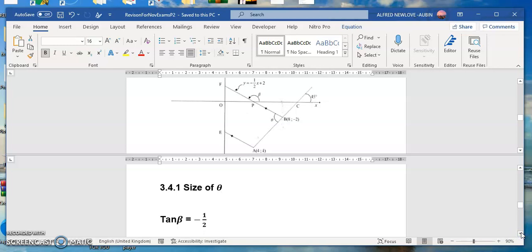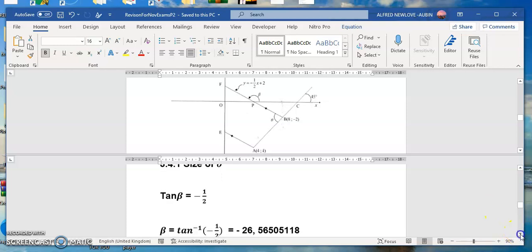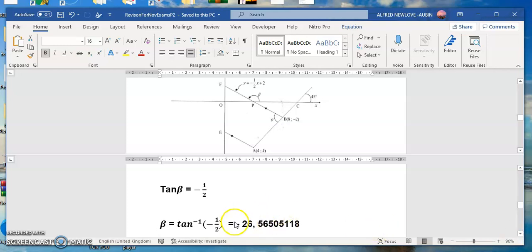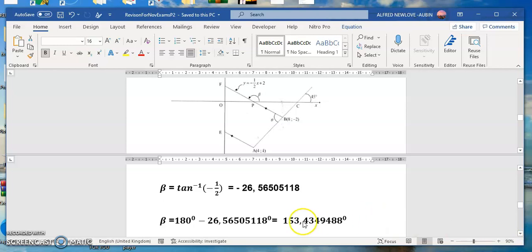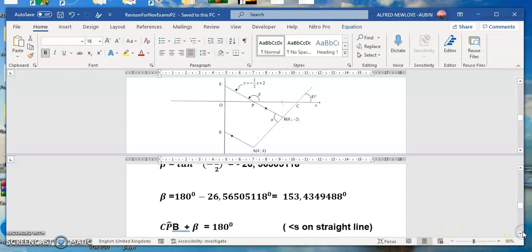First, we need to find the gradient of this one, which you already know. There's no need for you to even find it because it is here. So the only thing is we need to find the angle beta. So tan beta is equal to the gradient. If you transpose, it's going to help us to find beta. But this is a negative angle. We can change it to positive by adding 180. If you add 180, beta is going to be 153.4 degrees. So we have beta to be that.